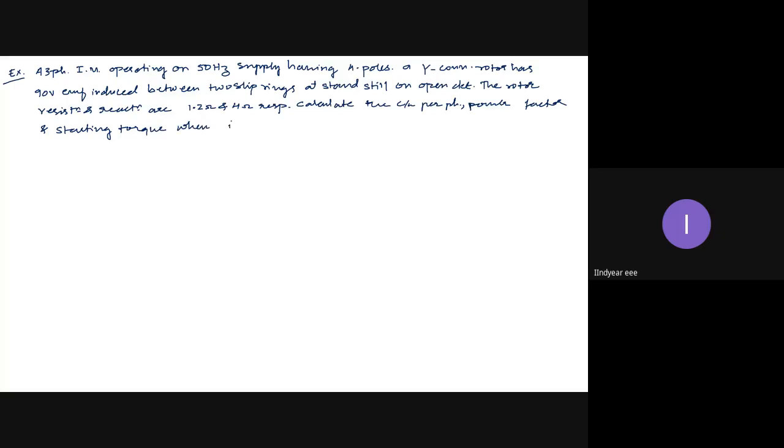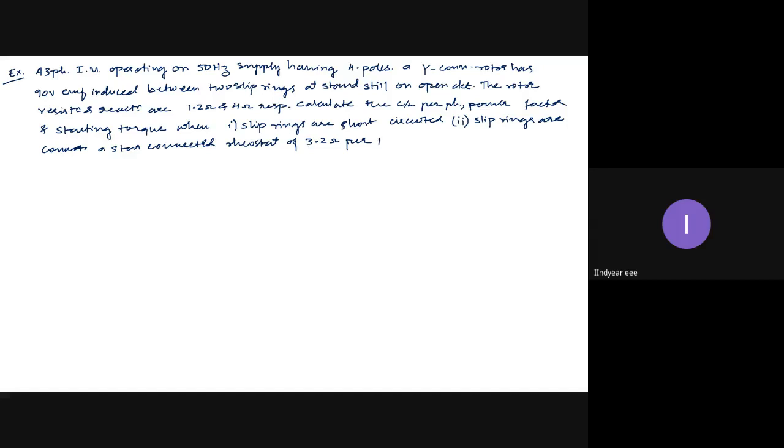when, first case, slip rings are short circuited, and second, when slip rings are connected to a star connected rheostat of 3.2 ohms per phase. So this is the statement.